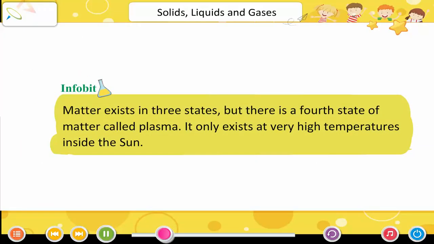Matter exists in 3 states, but there is a 4th state of matter called plasma. It only exists at very high temperature inside the sun.